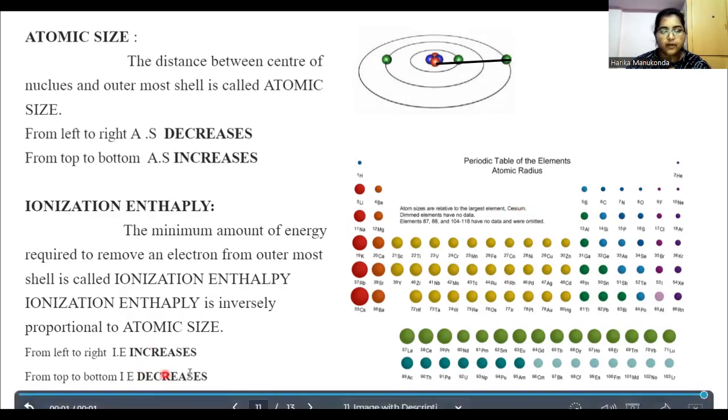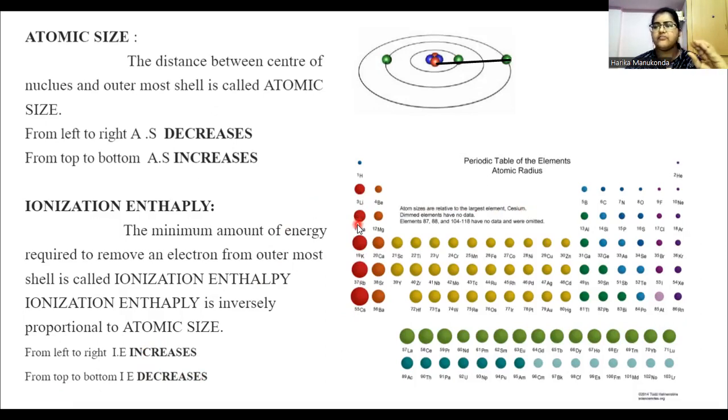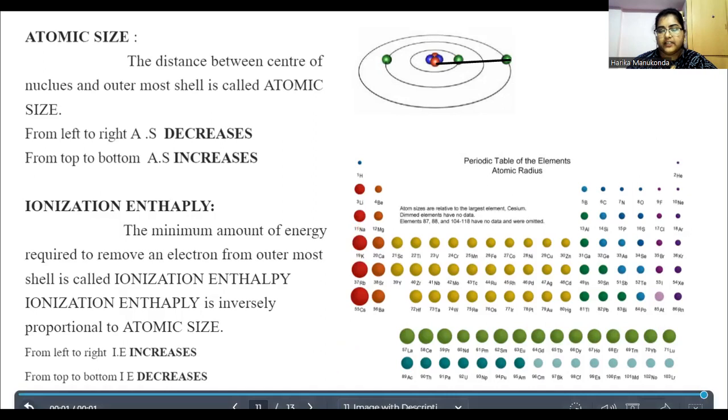The second one is from top to bottom, IE decreases. From top to bottom the IE decreases. Why will it decrease, children? See, the hydrogen atomic size is very much less than the lithium atomic size. In the same way sodium, am I right? So if the size increases, what is happening here? Ionization enthalpy is decreasing. As the size is big, it is very easy, and it requires very little energy to remove an electron from the outermost shell of an atom. So that's why ionization enthalpy is very low here.